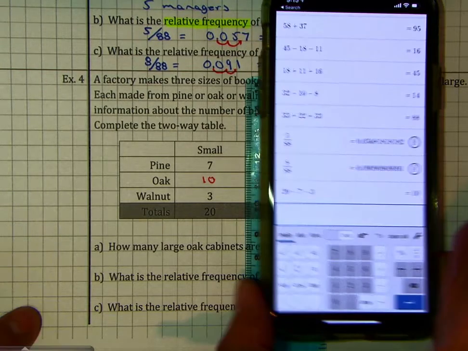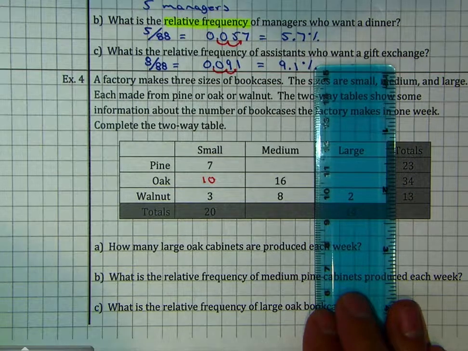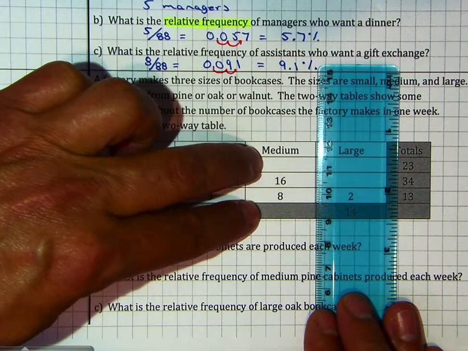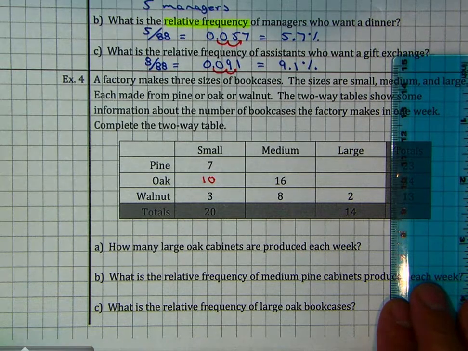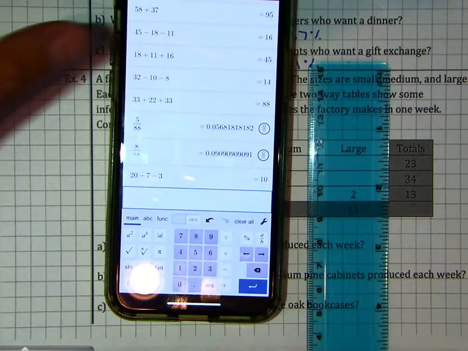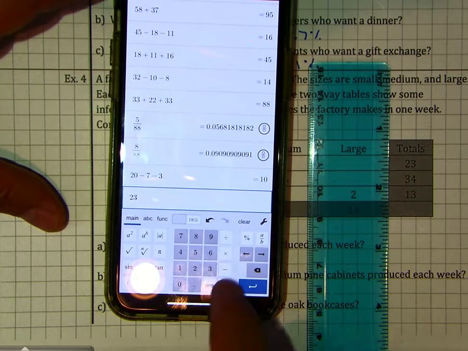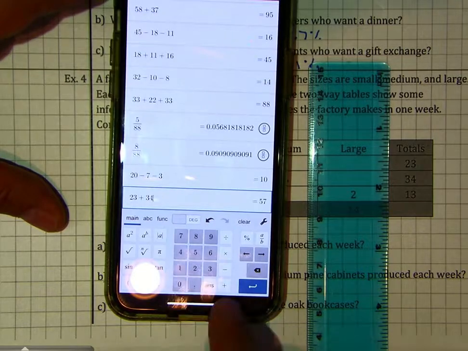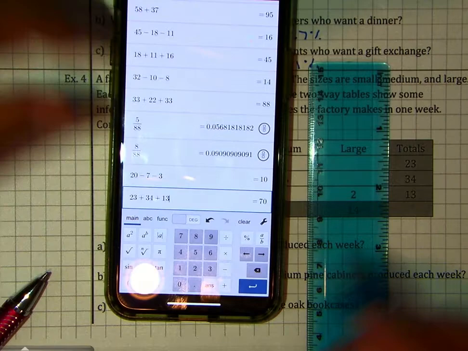That gives me 10. On the next one, we're missing two pieces of information, so we can't find that information yet. We're missing 2 as well for the large. For the total, we're missing 1. So therefore, we can just find the information. Now you can decide to use your calculator, or you can just do it by hand. Either one is fine. So we have 23 plus 34 plus 13. So therefore, it's a total of 70.